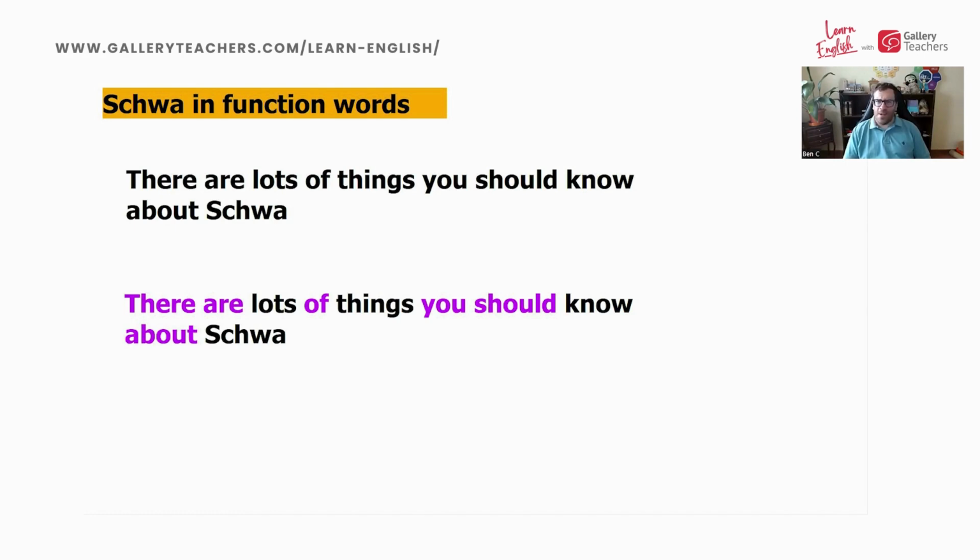What about this pronoun? Is a pronoun really a function word? Well, normally, because of the context, it is. So lots of things, you, should. Now, this modal auxiliary verb, often we think these are important, they carry meaning, but again, from the context, it's usually not that important. So there are lots of things you should know about. That's a different vowel here, but this and schwa.